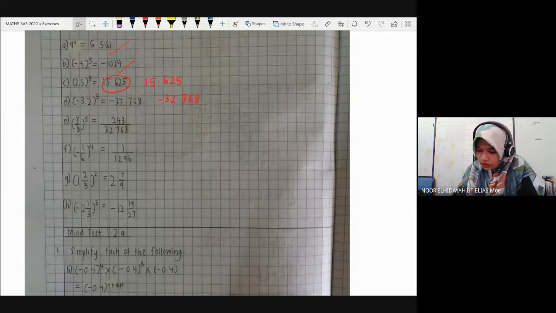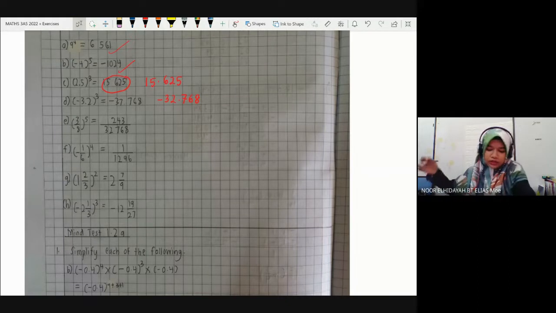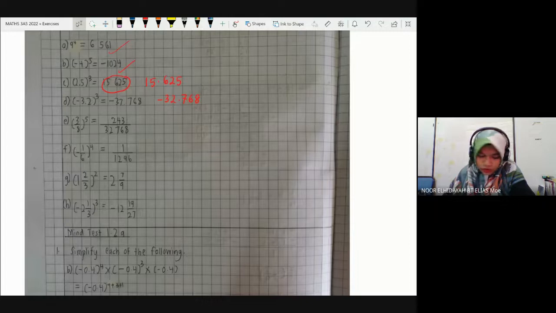Next, when it involve fraction untuk index form pun mesti letak bracket. 3/8 to the power of 5, answer is 243/32,768. Betul. Next is negative 1/6, masih lagi letak dalam bracket, to the power of 4. Answer 1/1296.